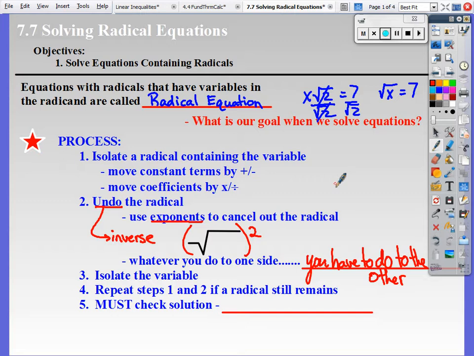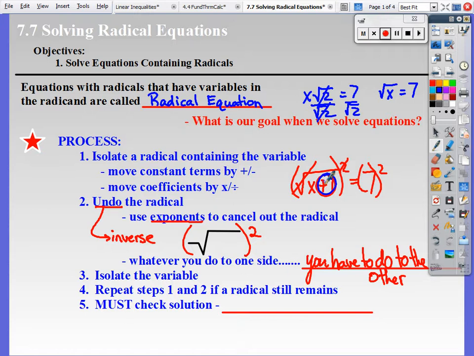Step number 3 is we need to isolate the variable. Once the radical has been removed, we need to get the variable by itself. There may be more things inside the radical than what we want. So we may undo this radical by squaring both sides, and that would cancel the radical, but I still need to move that plus 1. That's still in the way of my variable, and so I'll need to move it eventually.